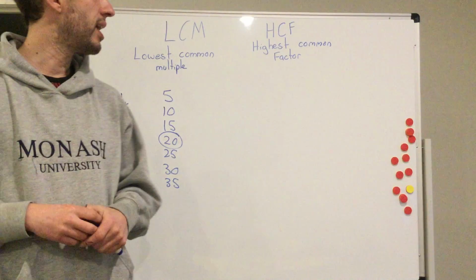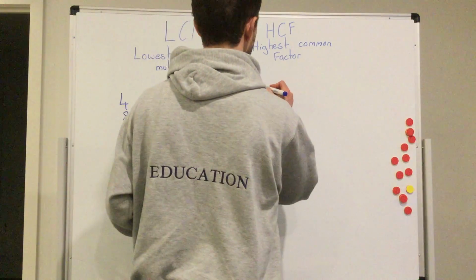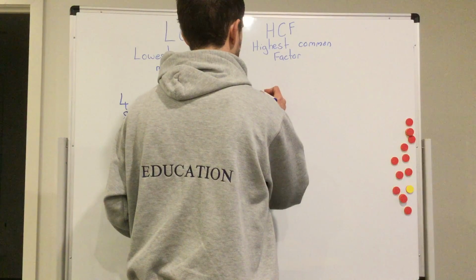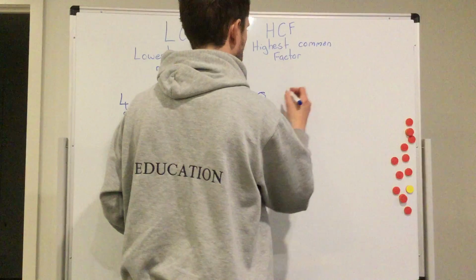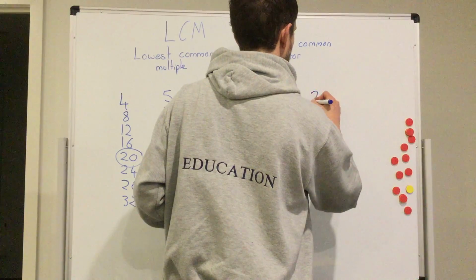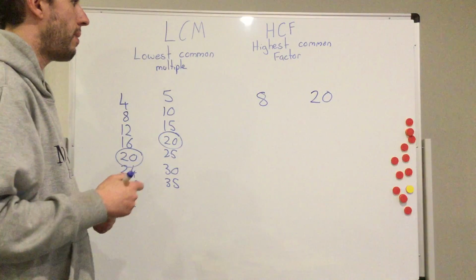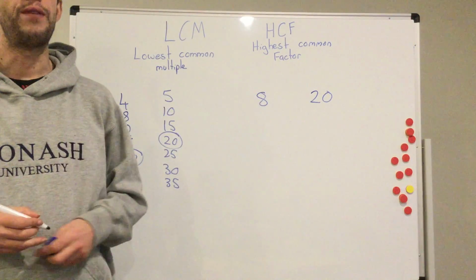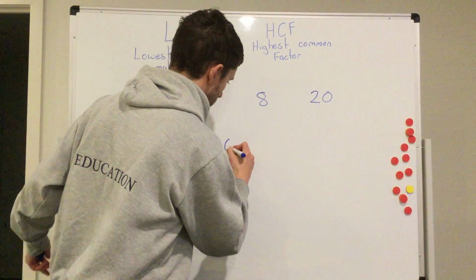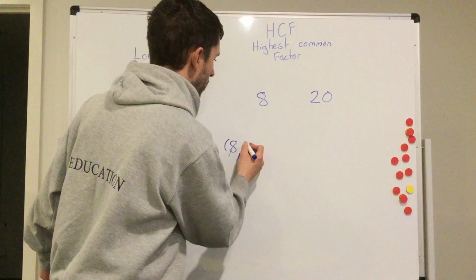Let's look at highest common factor. I could look at 8 and 20. So the first thing I want to think about is, what are the factors of 8? What can I divide 8 by? I can divide 8 by 8. I can divide 8 by 1.